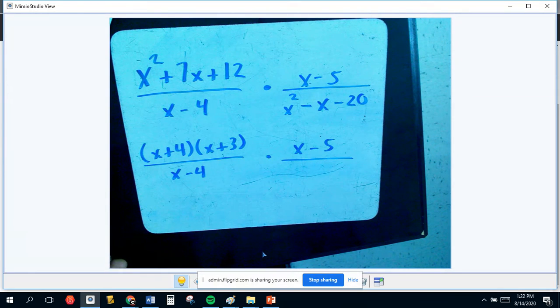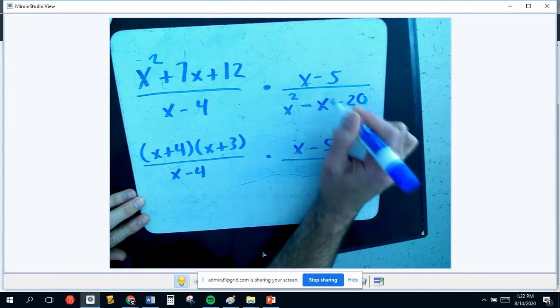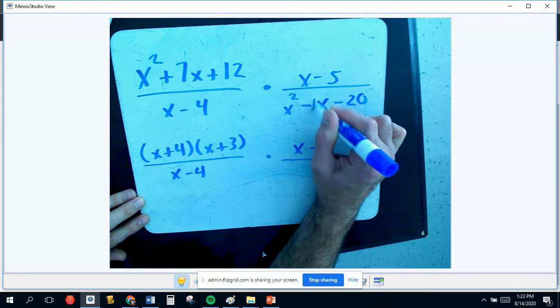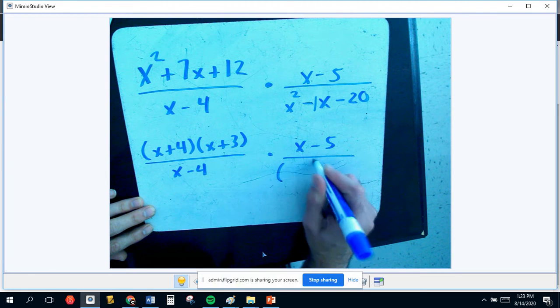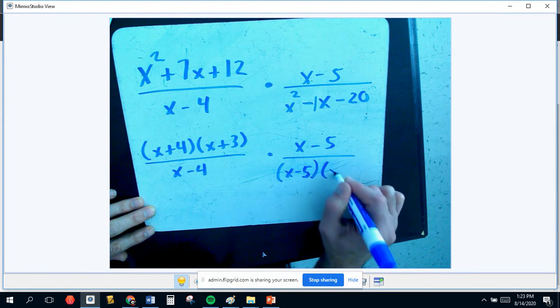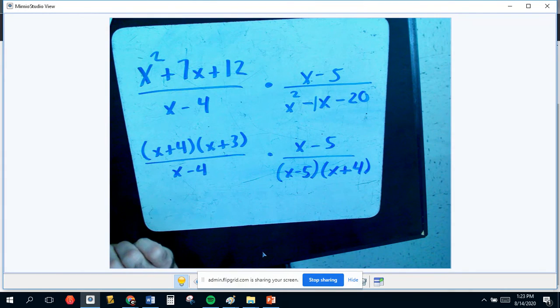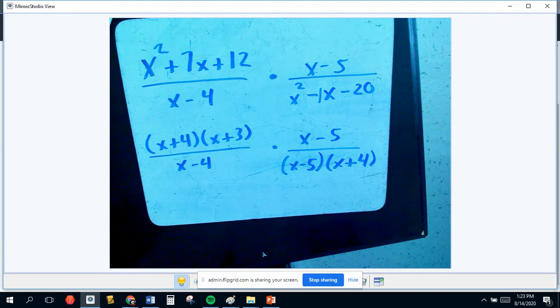The bottom right will factor. So we're looking for two numbers which multiply to give me negative 20, and at the same time add to give you negative 1. There's a 1 understood to be right there. So think about what that is. That's x minus 5 and x plus 4.